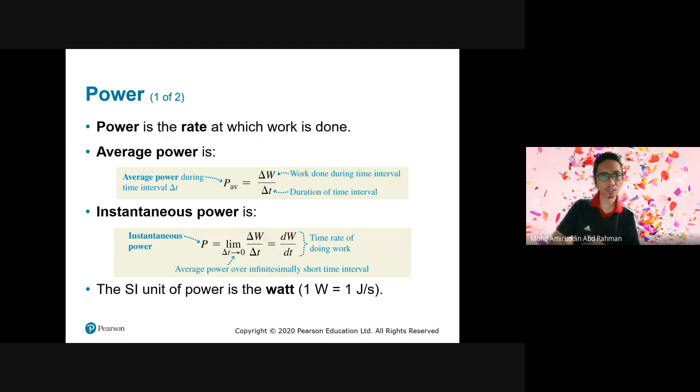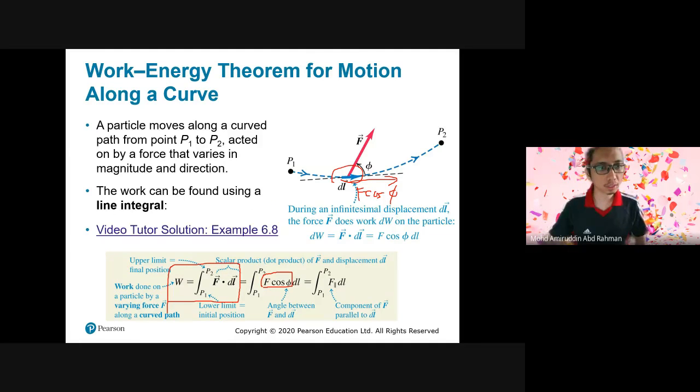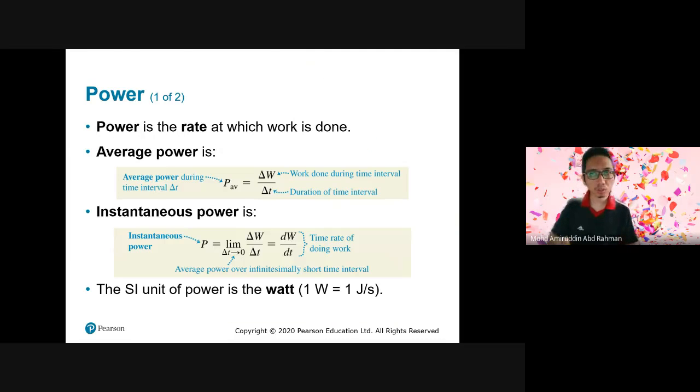All right, let's finish up with the power. For the video here, you can have a look. This is another example on the work energy theorem for motion along a curve. I'll go straight to the power. Power is the rate at which work is done. For average power, you find the work for a certain period and then divide by the time taken for the work to be done. So you obtain the average power.